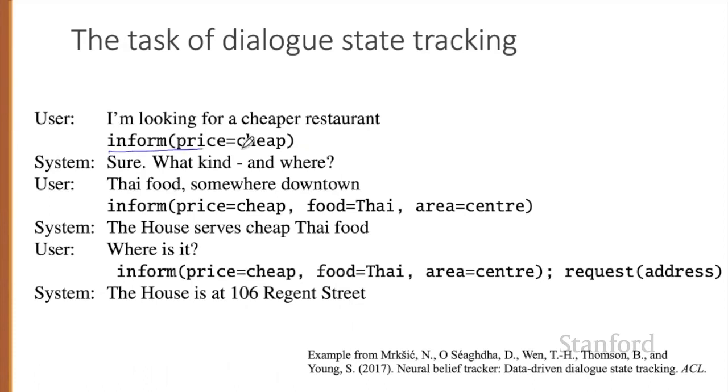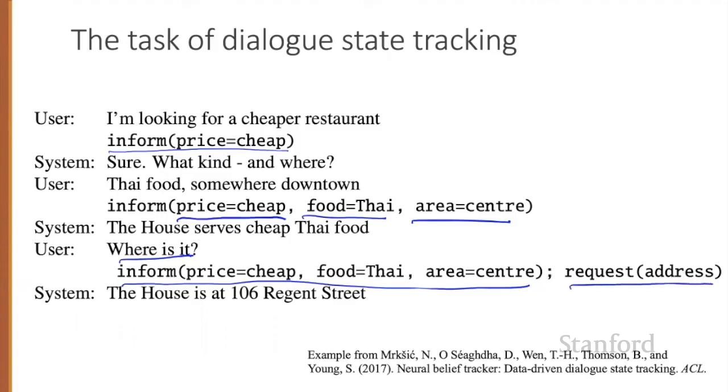So here, I'm looking for a cheaper restaurant. We have the user doing an inform of price is cheap. Then the user additionally tells us they want Thai food near downtown, but our state includes the previous fact that we knew that they wanted it cheap. And now, after the user asks, where is it? The current state is the user has posted these particular constraints and furthermore requested an address.